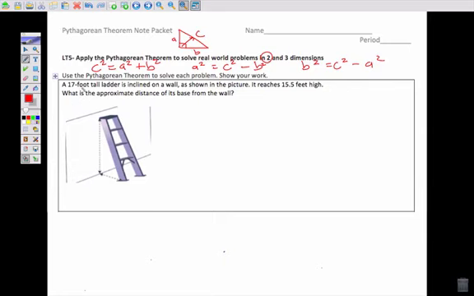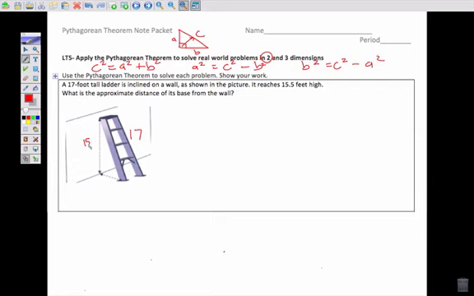So this first one, it says a 17-foot ladder is inclined on a wall as shown in the picture. It reaches 15 feet high. What is the approximate distance of its base from the wall? Well, the first thing we need to do is decide how these numbers factor in to our picture. Okay, so the 17-foot ladder. At first, it might seem like 17 is this length, but it's the ladder itself that's 17 feet. So this is 17 feet, and then it tells us that it reaches 15 feet high on the wall.